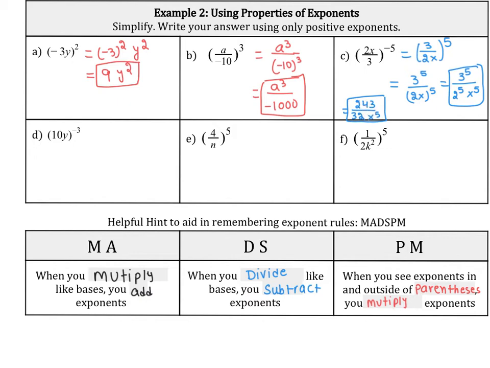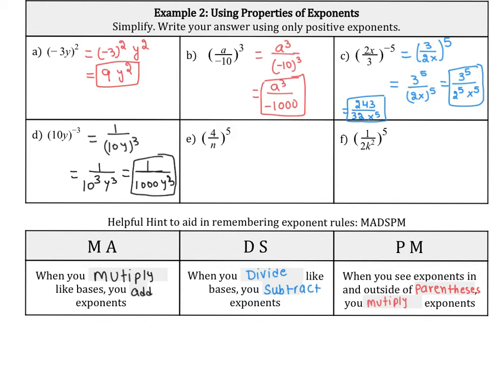For letter D, you're going to flip the term so that you can turn a negative exponent into a positive exponent. You have a negative exponent, you flip it to the bottom, and the negative exponent turns into positive. And now you're going to apply the product property, where you distribute the exponent to both the number and the variable inside. 10 to the power 3 is 1000, so it's going to be 1 over 1000 y to the power 3.